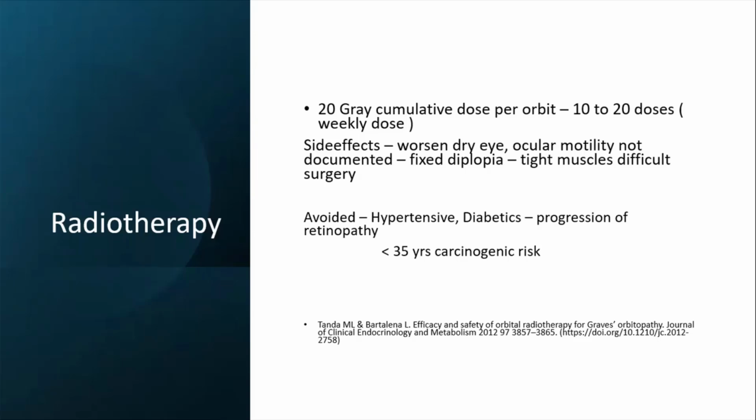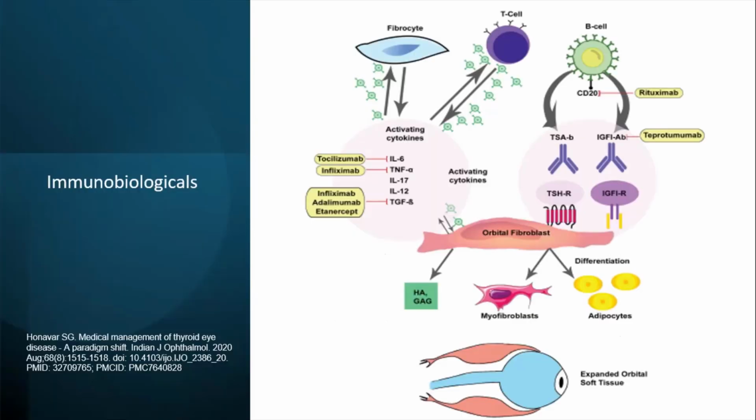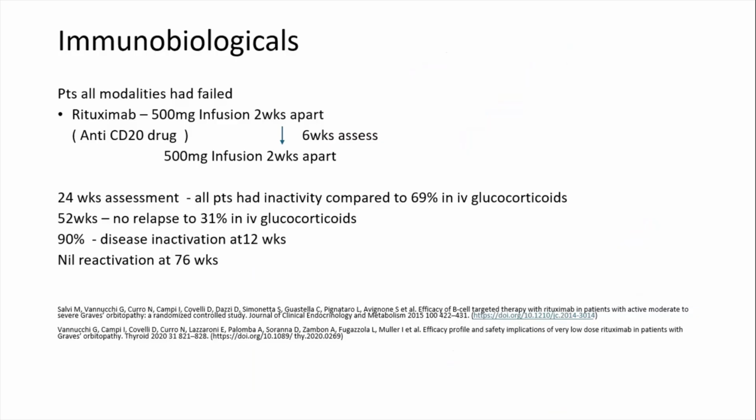Okay. Now, after radiotherapy, we have the immunobiologicals. These are the drugs which come into vogue when all other things are exhausted, when you don't have any other modalities of immunosuppression available. We have rituximab, teprotumumab, tocilizumab, and the rest of the immunobiologicals. Now, a little bit of detail on these. When all else is exhausted, you have rituximab.